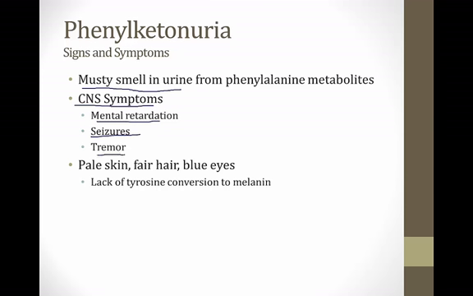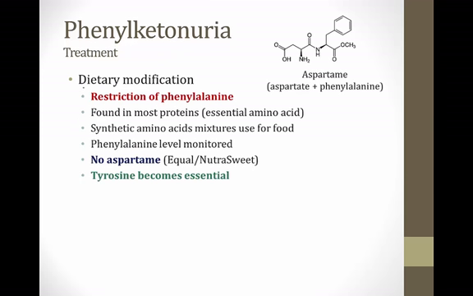And then finally, these babies classically have pale skin and fair hair and blue eyes, and this is because they lack melanin. Melanin is synthesized from tyrosine, and these babies have poor synthesis of tyrosine because they cannot convert the phenylalanine into tyrosine. The way you treat phenylketonuria is through dietary modification. You restrict phenylalanine in the diet of children born with PKU.